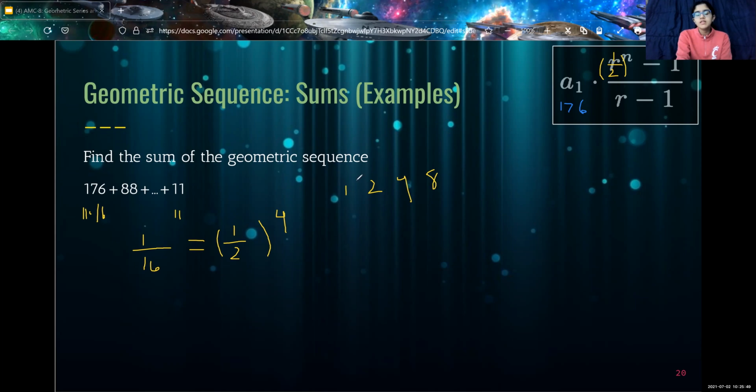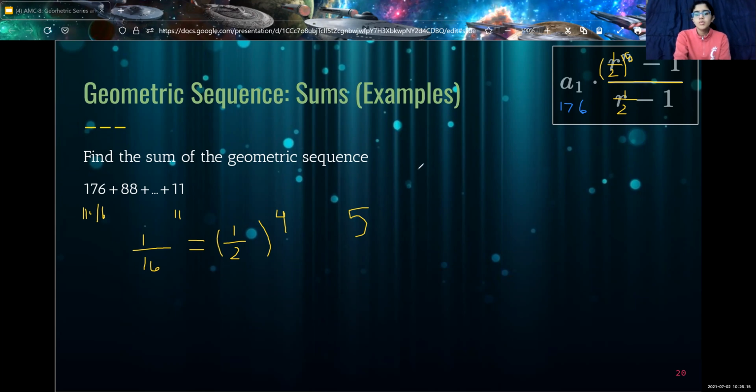And if I only use 3 terms, I would be missing either 1 or 8, right? So similarly, we have to add 1 to this. So we get, yes, we get 5 terms. So we would plug in 5 for n. So we get 1/2, 1 over 2 to the power of 5 minus 1, over 1 over 2, right?